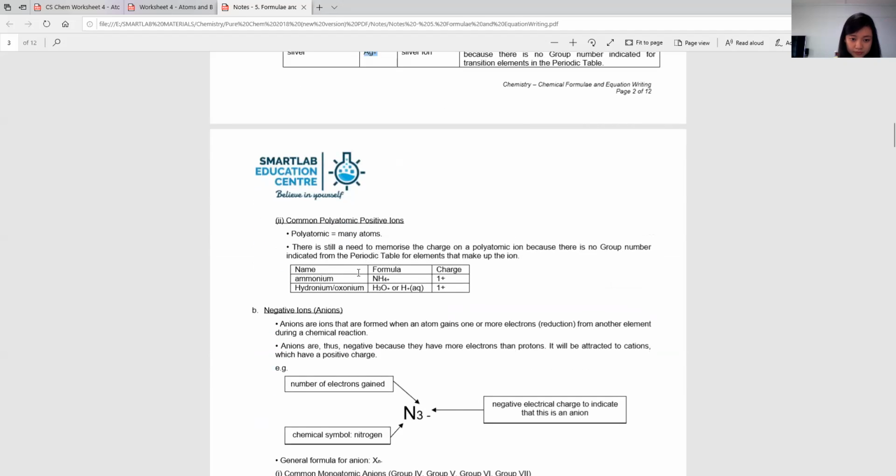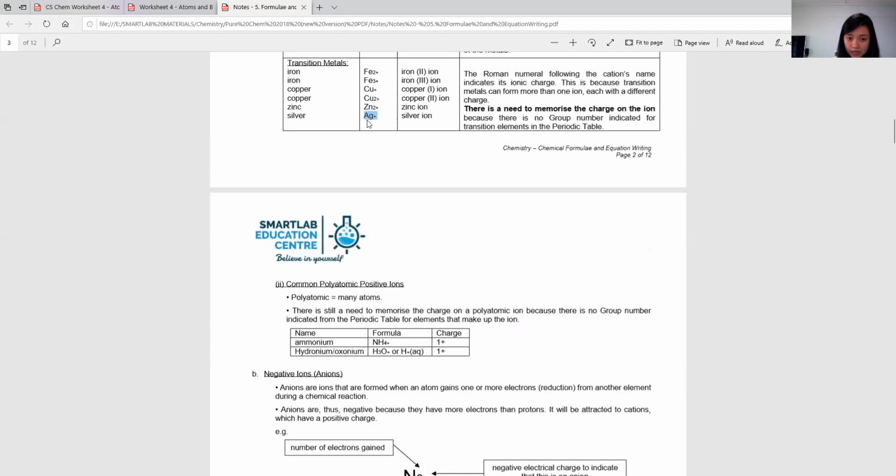If you look at the bottom, there are the common polyatomic positive ions, meaning it is not just an element, it is a compound. The whole compound has a charge. Those that you need to memorize, especially, is the ammonium cation. Have to memorize that the formula is NH4 with a plus on top. So this one you really need to memorize.